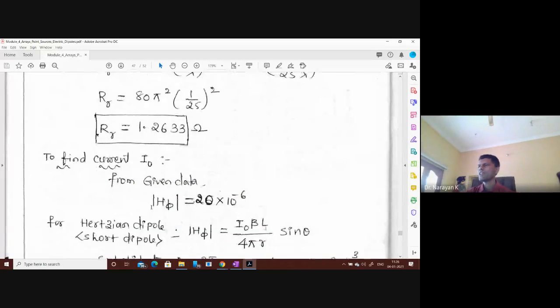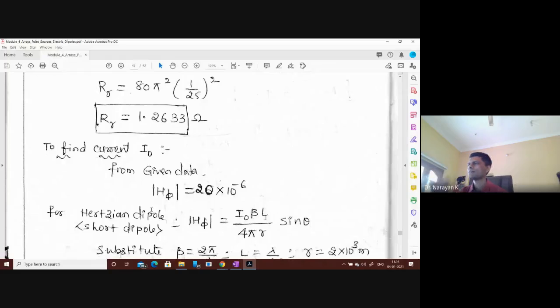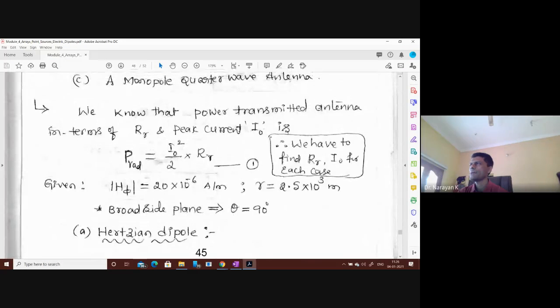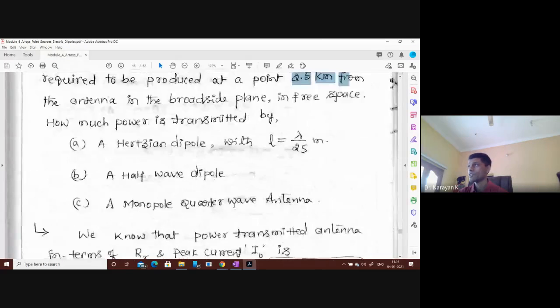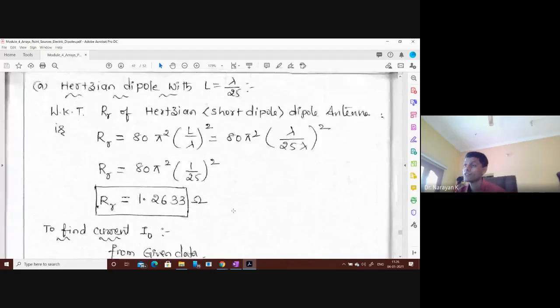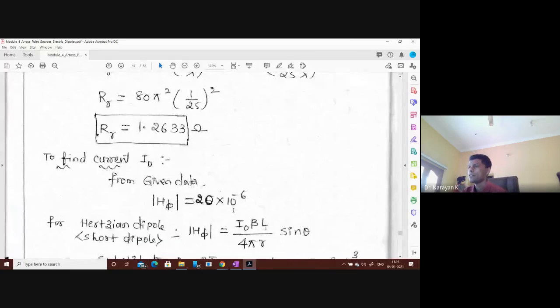To find the current I naught, H is given as 20 milliampere per... What is the value of H phi? 20 milliampere. What is that? I just forgot. 20 microampere per meter. Sorry, 20 microampere per meter. So this will be 20 microampere per meter. Please write here microampere per meter.